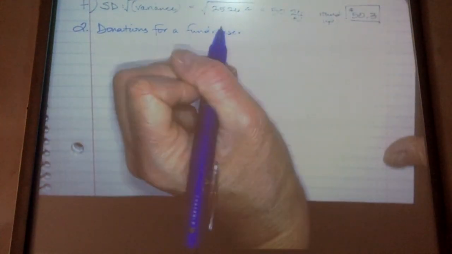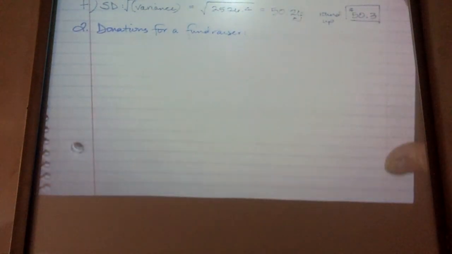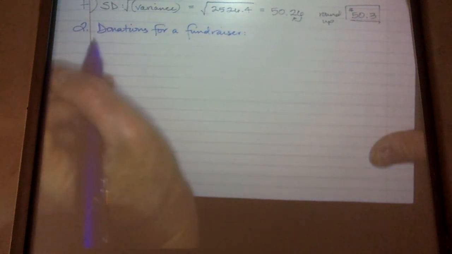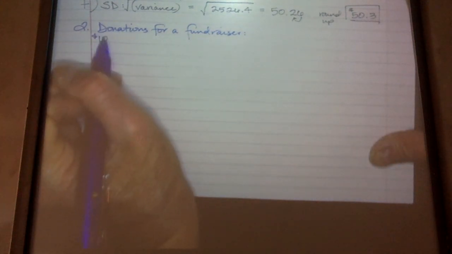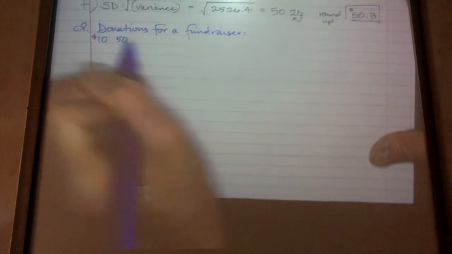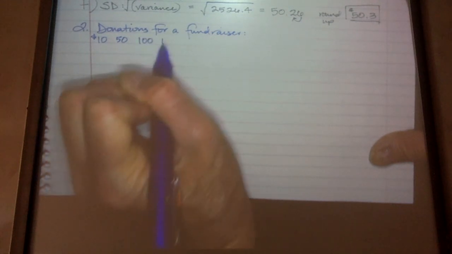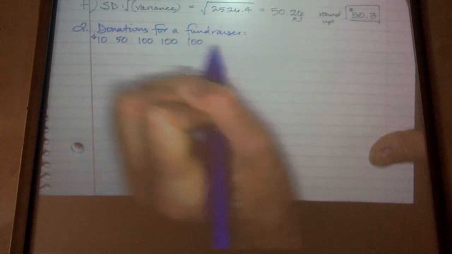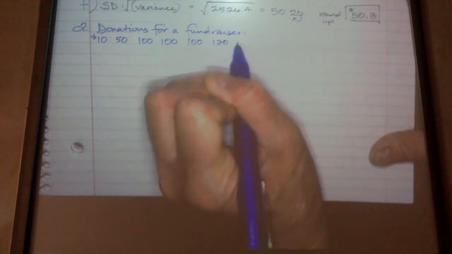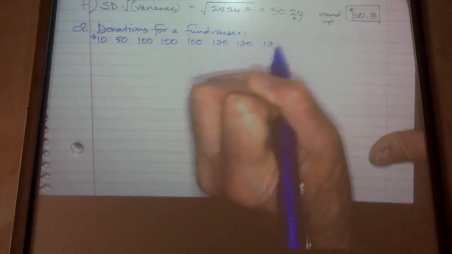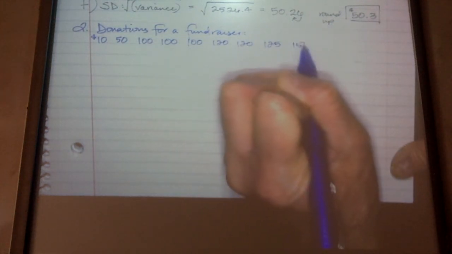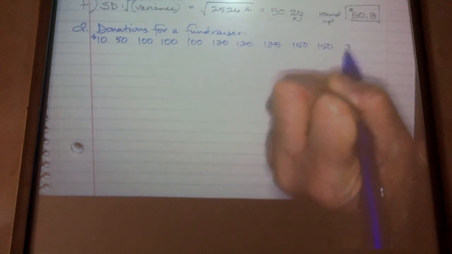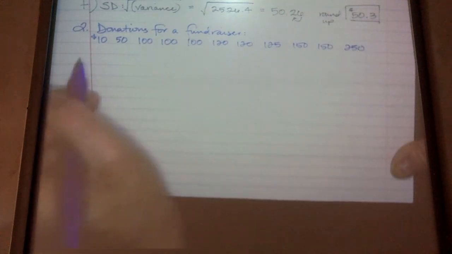And we're not going to do median and mode for this one. We're just going to cover the new pieces of information in this section. So here are the donations. Someone donated 10, 50, 100, 100, 100, 120, 120, 125, 150, 150, 250. And we're going to find the following.